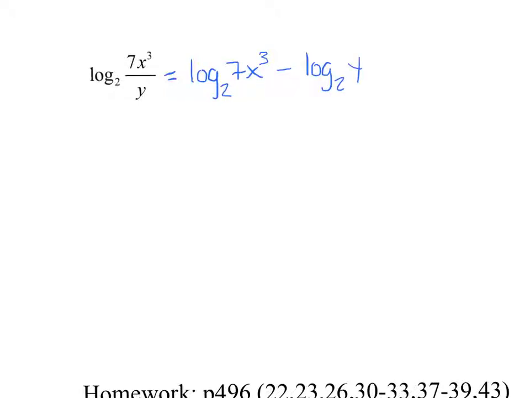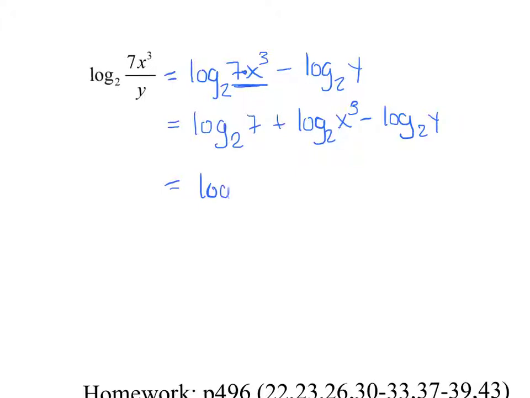And then I need to focus in on the 7x cubed. They're being multiplied, so I'm going to separate that out with a plus. So log base 2 of 7 plus log base 2 of x cubed minus log base 2 of y. And I'm almost done. Remember, you just want one thing inside your logarithm, and I do have that, except the one problem is this exponent that I need to move out in front. So I will rewrite this as log base 2 of 7 plus 3 log base 2 of x minus log base 2 of y.